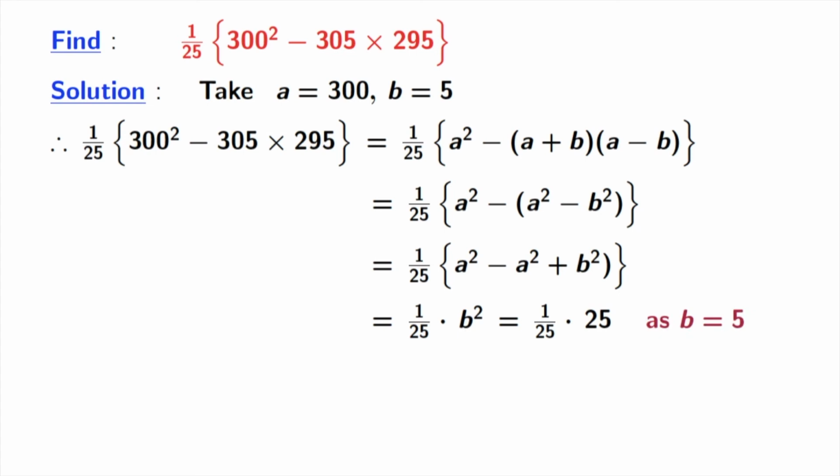As b is equal to 5, b² is equal to 25, and this gives us 1/25 times 25, and 25 gets cancelled and we get 1 as our final answer.